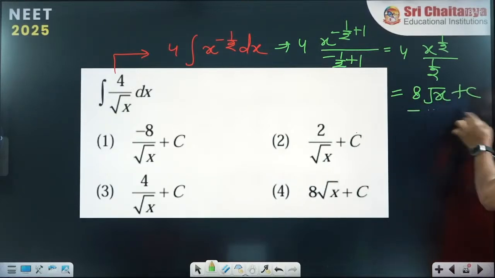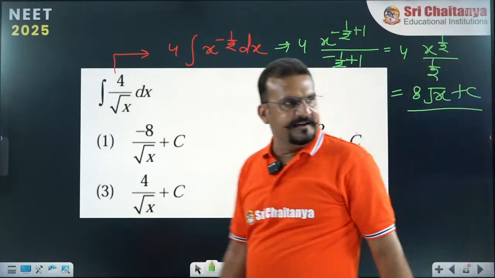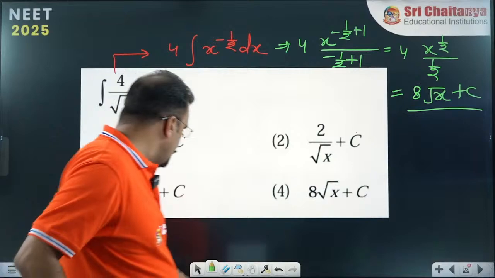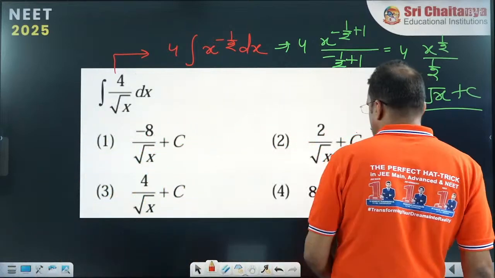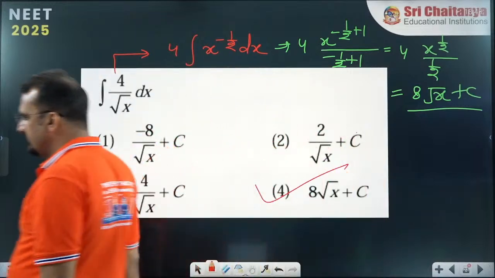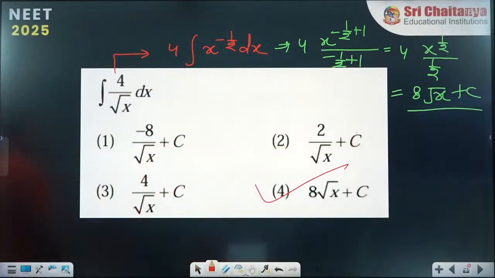This is very important. Calculation does matter. So what is the right option? C. I think some students are giving the right option, but most of the students are wrong. Which one? 8 root x plus c is the right option in this question. Very good. Done. Fourth option.